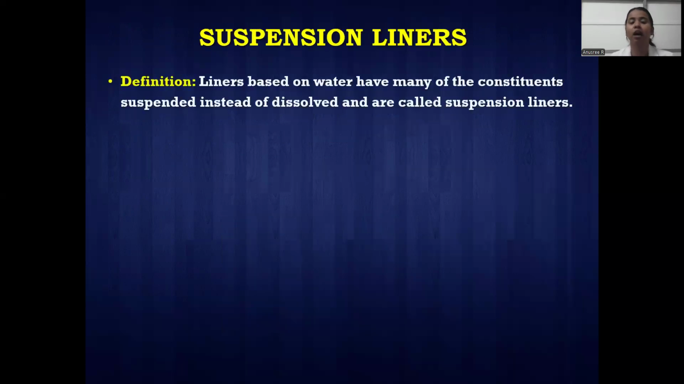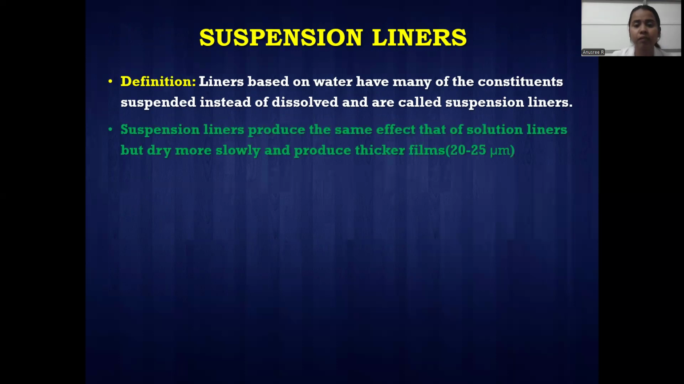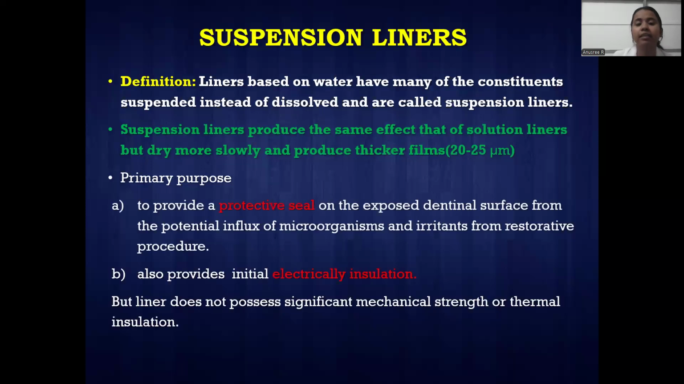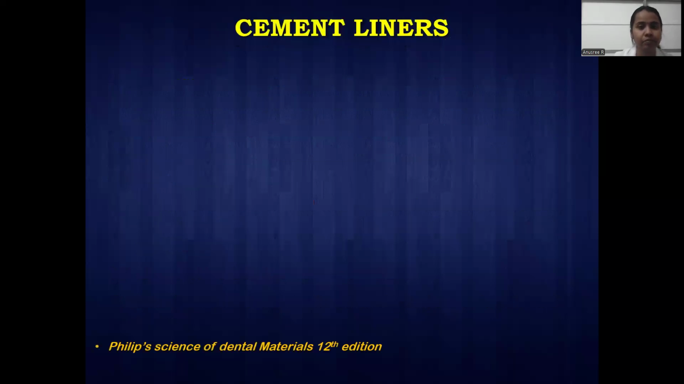Suspension liners are water-based liners. Here the constituents will be suspended in water instead of being dissolved. They have a film thickness of 20 to 25 micrometer. They provide electrical insulation and protection from microorganisms and irritants.